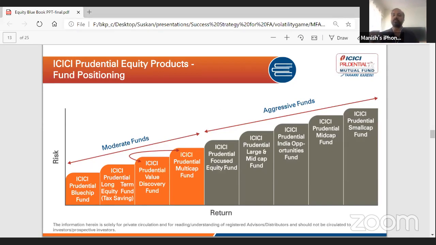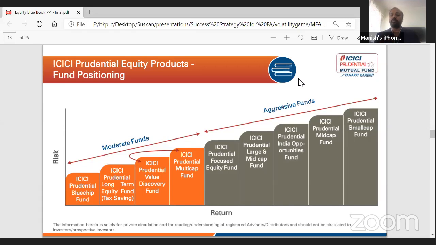On the extreme side, I'm just touching upon the main flagship schemes because of the limited time we have. I've started with small cap, which clearly highlights a high return and high risk probability when you invest in small cap, because it is extremely volatile based on the economic environment and how the growth engine is. Then we move on to the second main flagship of ICICI, ICICI Prudential Value Discovery Fund, which is somewhere in the moderate kind of risk appetite.